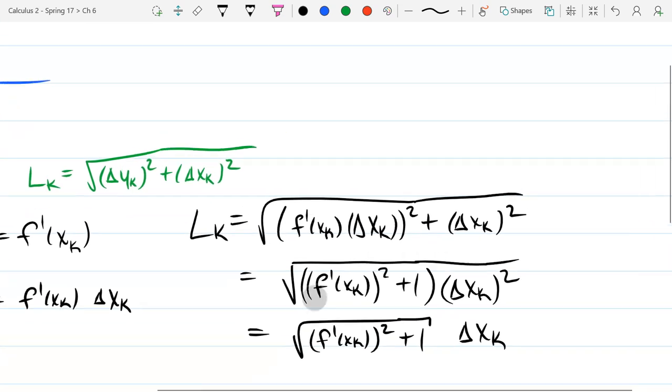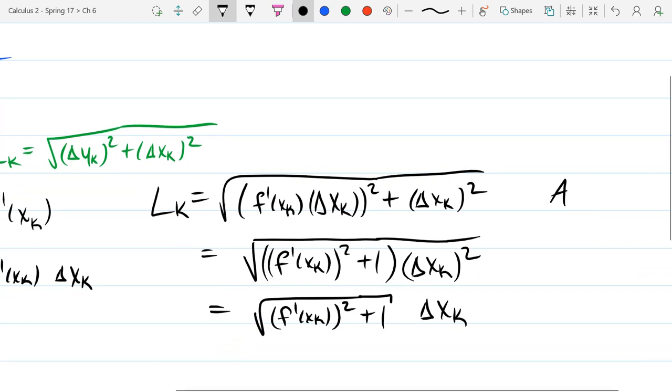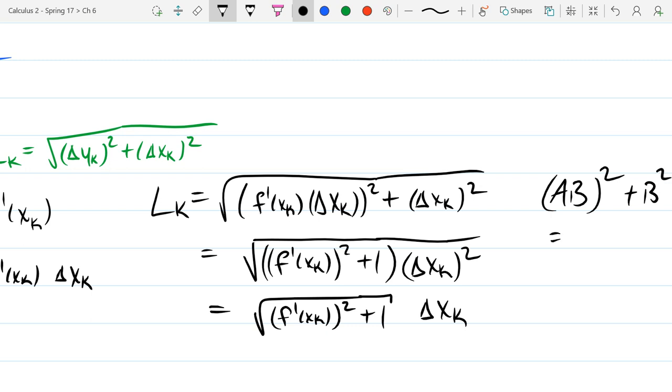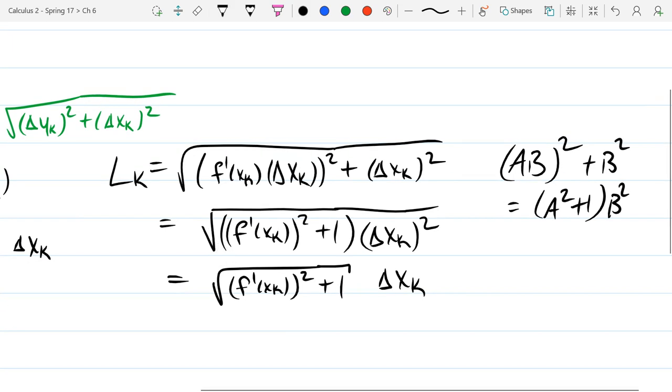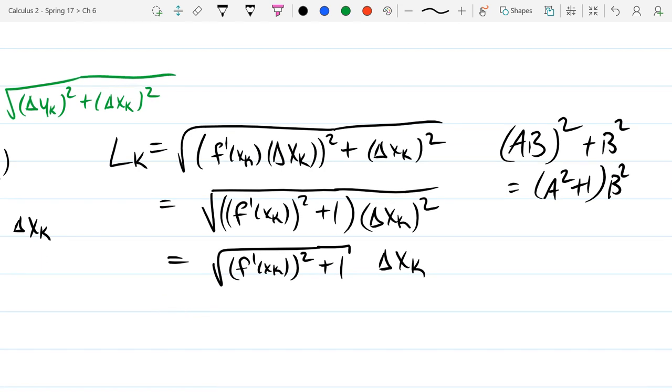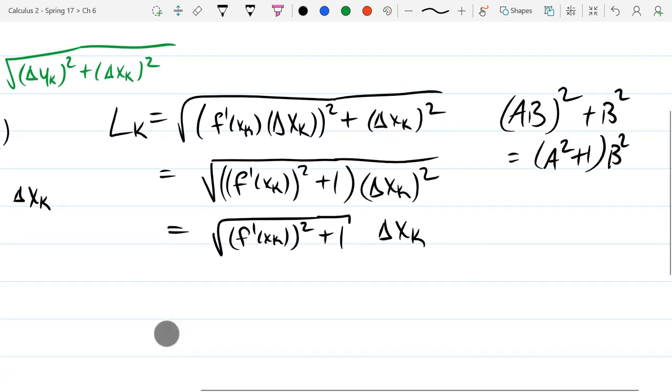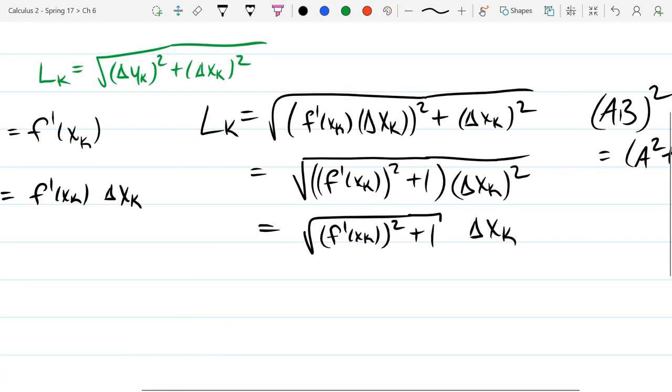And the algebra I did on that first step, it was a squared b squared plus b squared equals a squared plus 1 times b squared. So that was the algebra I did right there. I still want to keep writing all the prime subscripts and all that fun stuff. So I skipped a few algebra steps, but that's all I did. So this is the length of one segment. So all I have to do now is add up the lengths of all the segments.